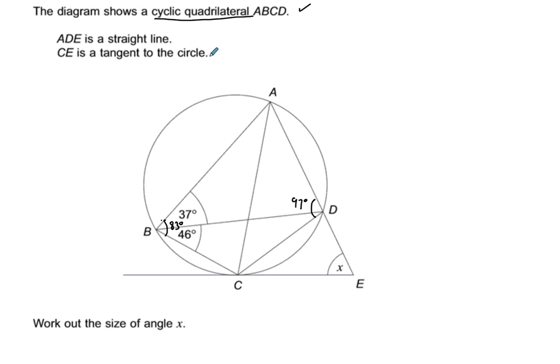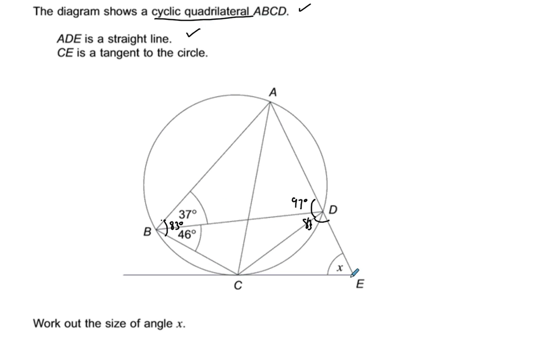ADE is a straight line. So AD is a straight line. So that must be 180 minus 97, which is 83. So that's 83. Good. So we've done something with that as well.